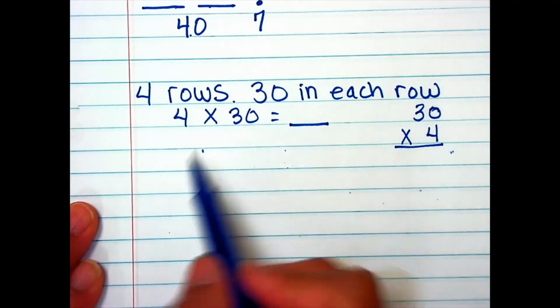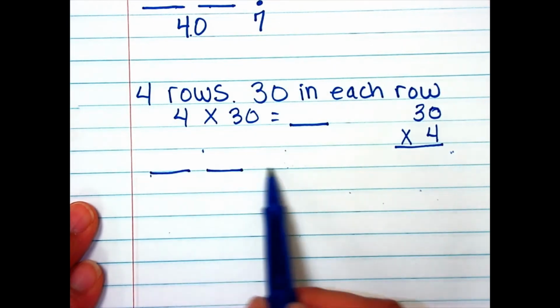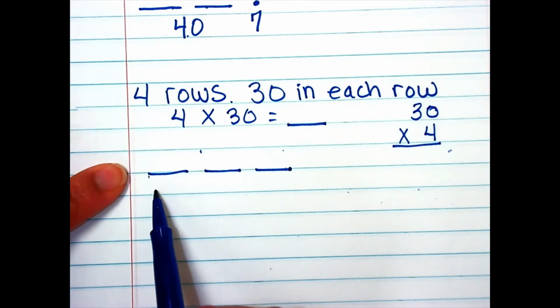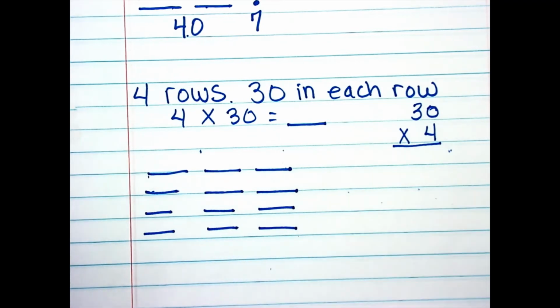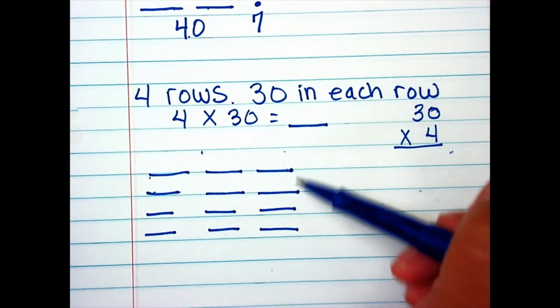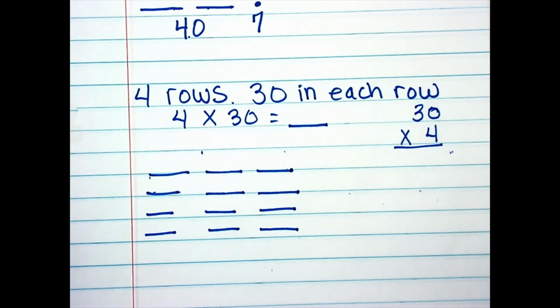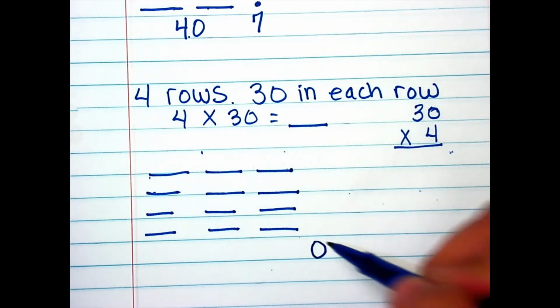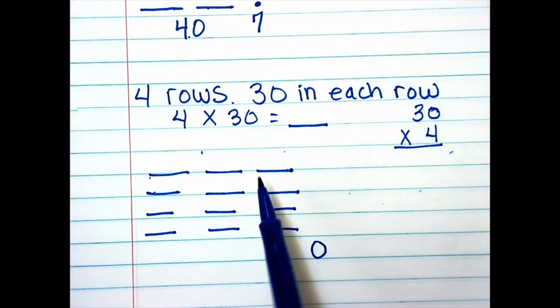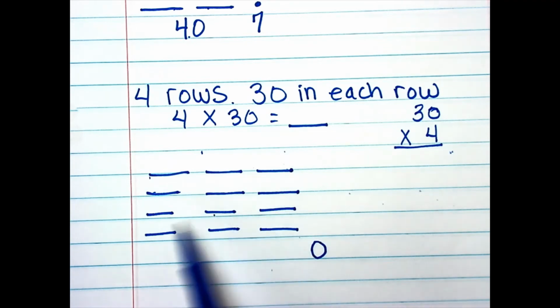So I'm going to do 10, 20, 30. That's 1 row. 10, 20, 30, another row. Those are your 4 rows with 30 in each row. So now let's see if I have enough to make, I don't have any ones, so I don't have anything. So we know that in our ones place, we're going to have a 0 in our ones place.